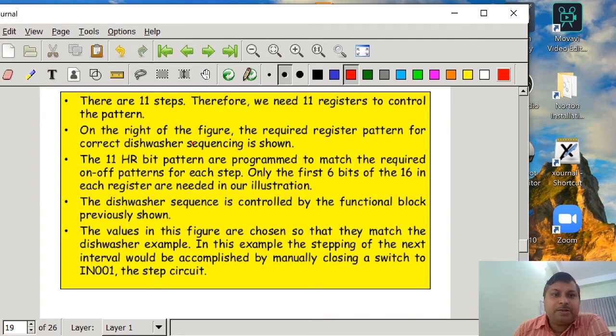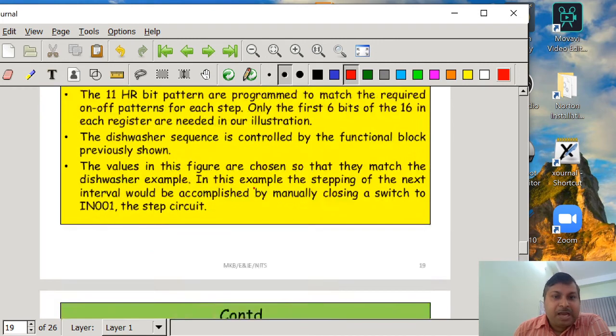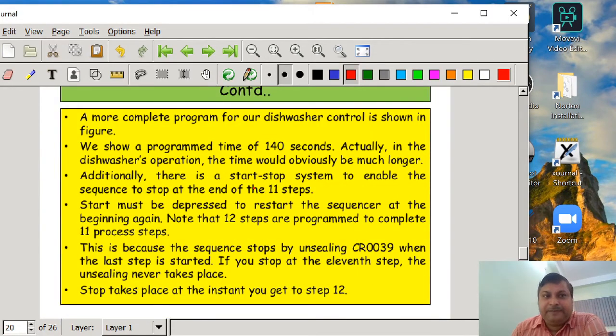As I said, on the right of the figure, the required register pattern for the correct dishwasher sequencing is shown. The 11 HR bit patterns are programmed to match the required on-off pattern of each step. Only the first 6 bits of each of the 16-bit registers are needed in our illustration. Another thing has been specified: a more complete program for our dishwasher control will be useful if we program a time of 140 seconds.